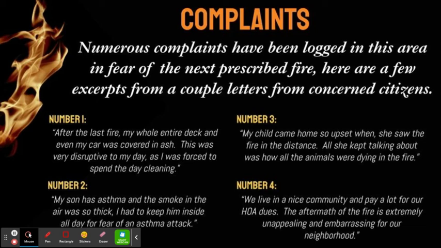The third one is a child who comes home upset after seeing the fire in the distance and keeps talking about how they thought all the animals were dying in the fire. And then the fourth one is somebody saying how they're living in a really nice community and they pay a lot of HOA dues for their property, and it's very unappealing to now see a scorched area that has black char and no more trees in that area.